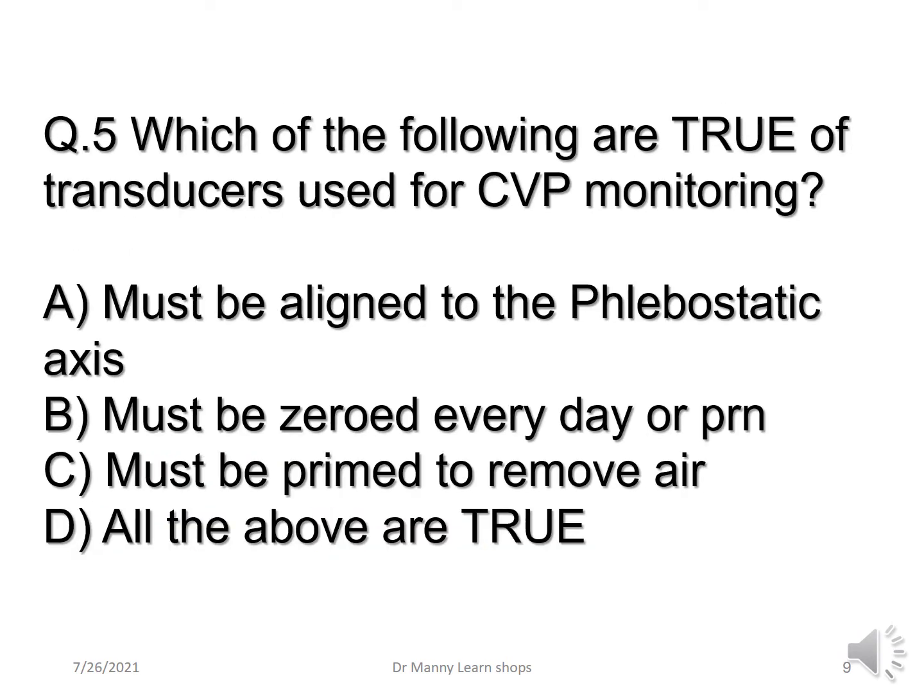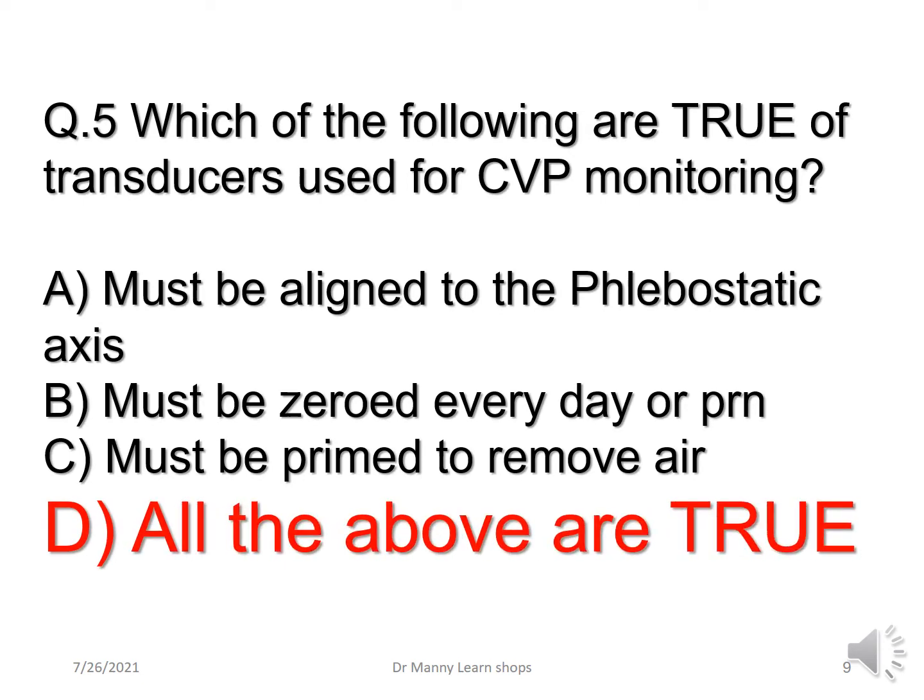Question 5. Which of the following are true of transducers that are used for central venous pressure monitoring? A, they've got to be aligned to the phlebostatic axis, B, they've got to be zeroed every day or as required, C, must be primed to remove air, or D, are all the above true? The correct answer is all the above are true.